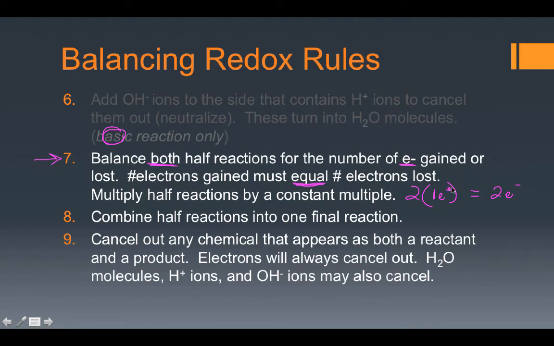Once you've done that and you've got all the electrons balanced and all the atoms balanced, you're going to combine those half reactions back together. So that's the name of the game here.